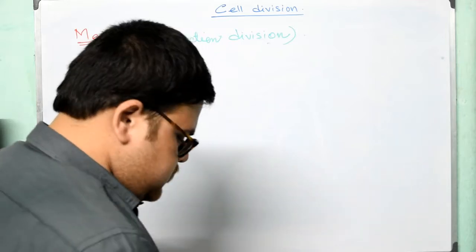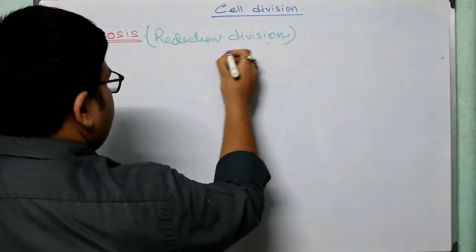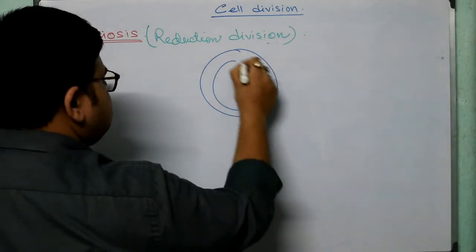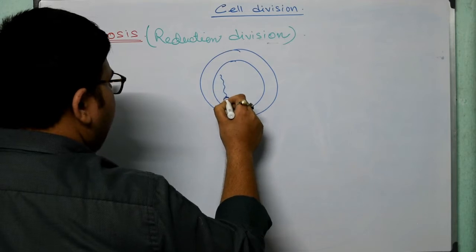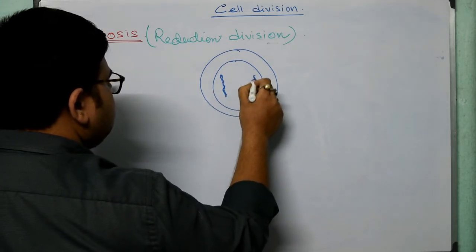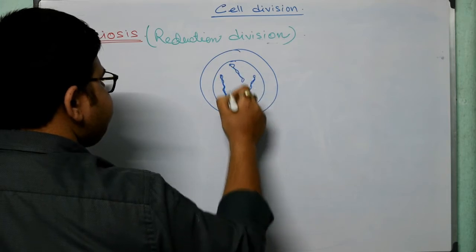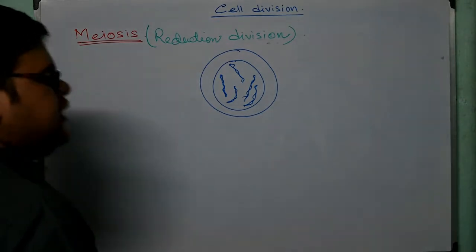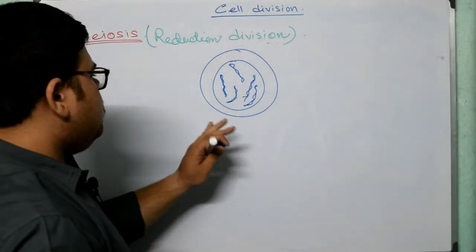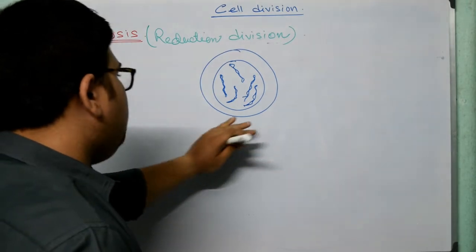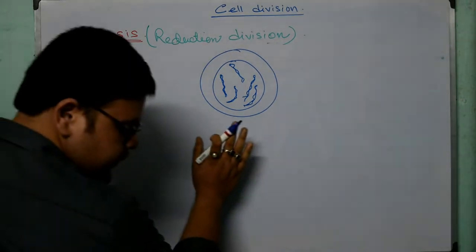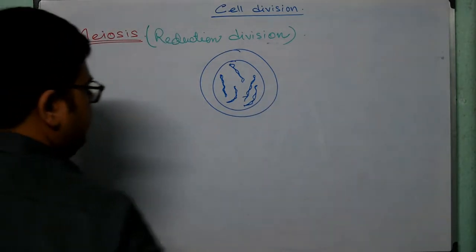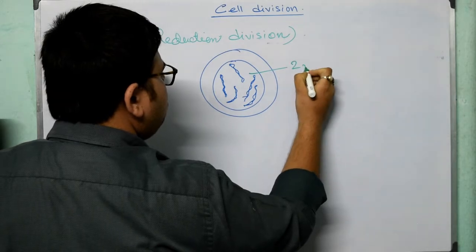Okay, what happens? So let's see. Suppose this is a cell and this is a nucleus. Here we have chromosomes. Now these chromosomes are in pairs. Okay students, these chromosomes are in pairs. Now what happens? Suppose we call this 2n. Whatever the number, let it be 2n.